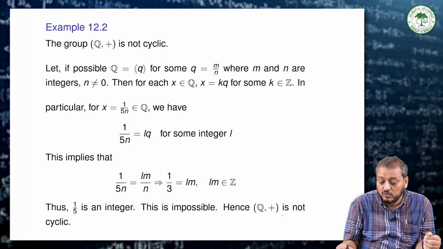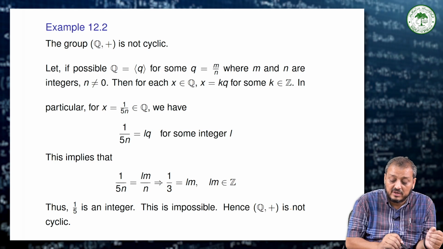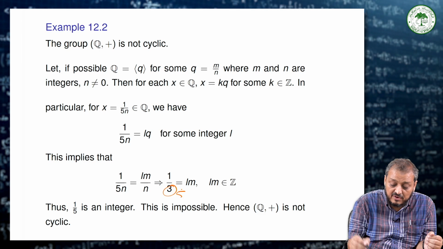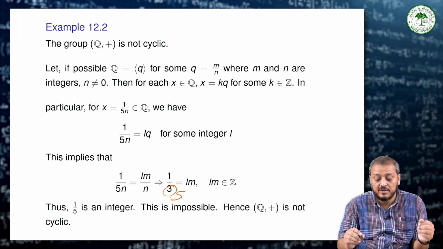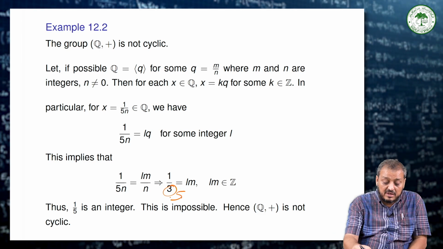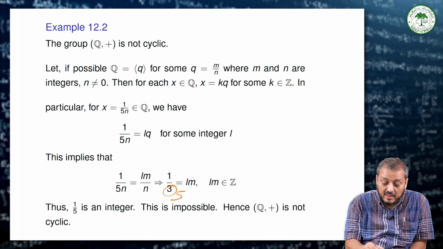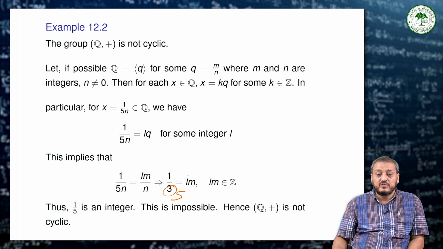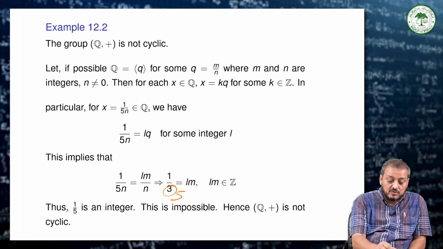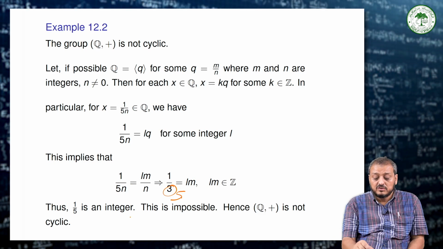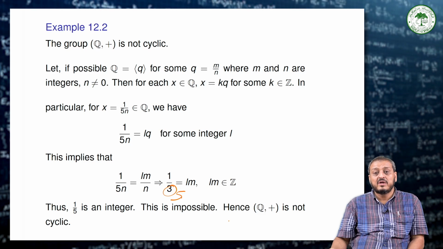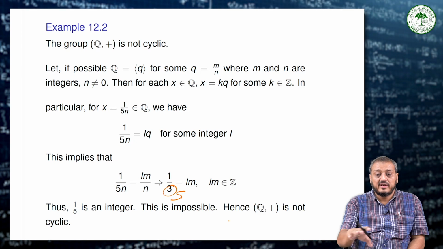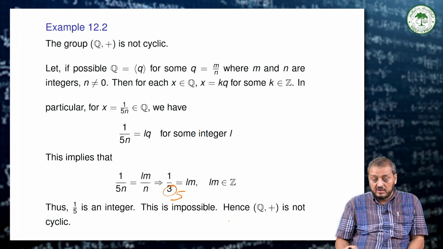So we have to say Q under addition is not cyclic. So this should be, we have a 5 in place of a 3. We have a 5, 1 by 3n is equal to l by n. So we have to clearly say it in this form. So 1 by 5 is an integer, so this is impossible. So clearly Q under addition is not a cyclic group.